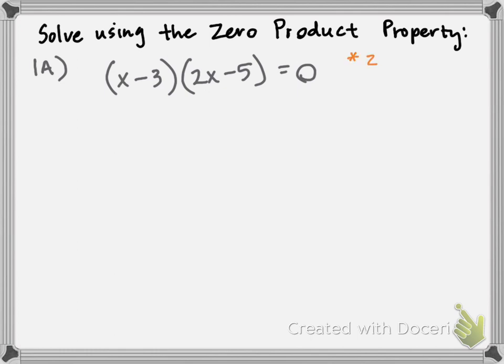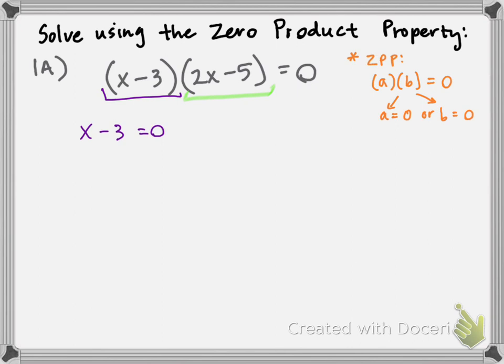Reminding myself that the ZPP states if I have a factor a times a factor b, they multiply to 0, then either a has to equal 0 or b has to equal 0. So, using this idea, notice that I have factor 1, x minus 3, and factor 2, 2x plus 5. They both are multiplying each other, and they equal 0. So if I apply my zero product property, then I would realize that x minus 3 must equal 0, or we have 2x minus 5 is equal to 0.